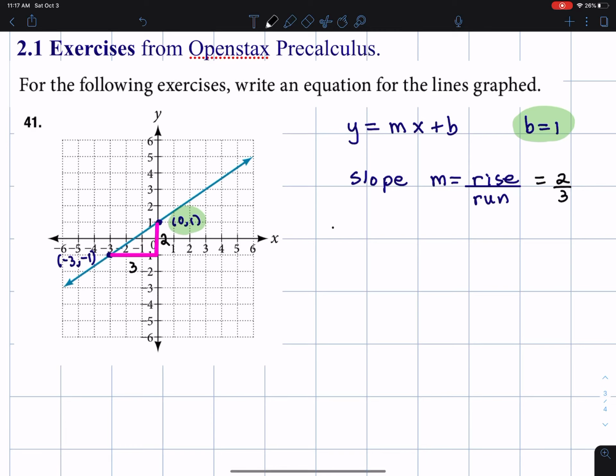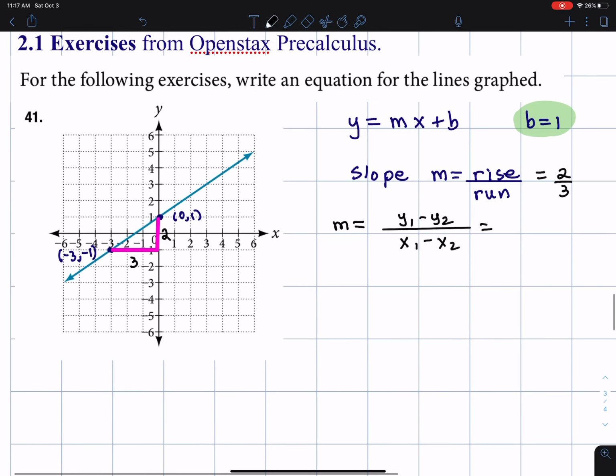But a longer way would be to take the difference of these x coordinates and the difference of the y coordinates. It doesn't matter which one you decide to be x1 and y1, one of them will do. The numerator is the difference of the y's, so I'll do y minus -1. What I meant to say is 1 minus -1.